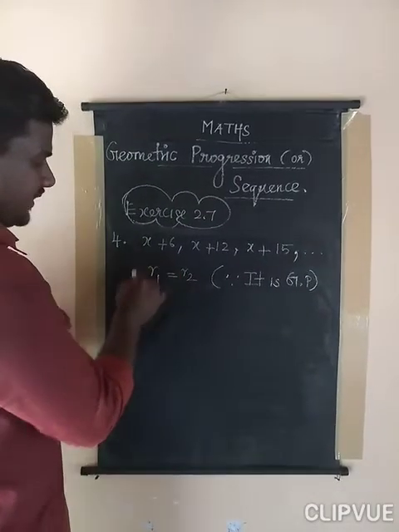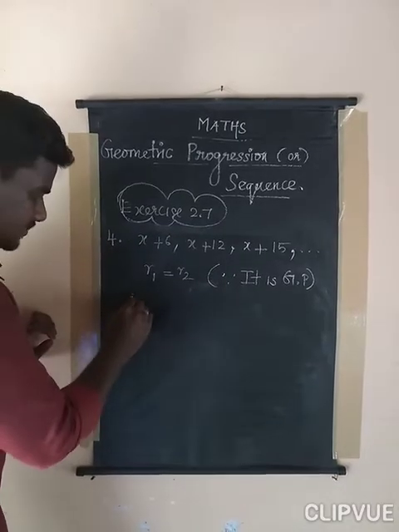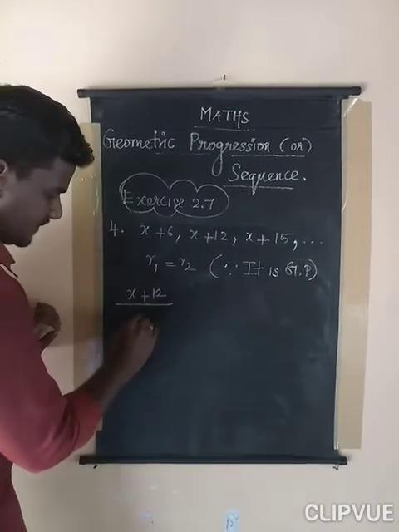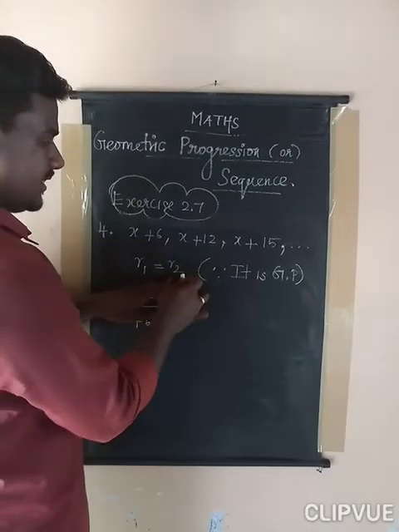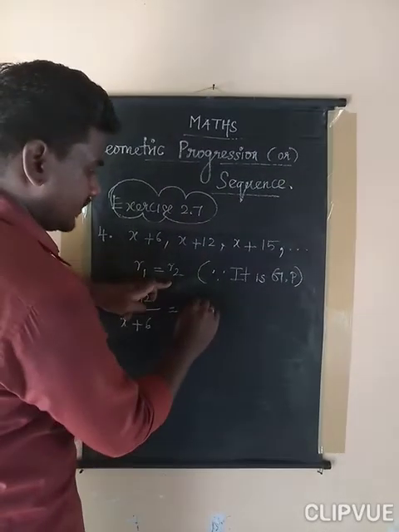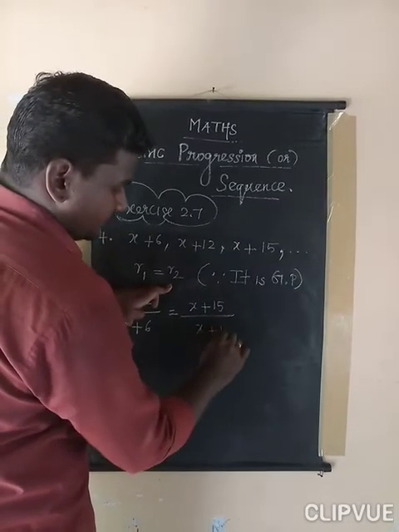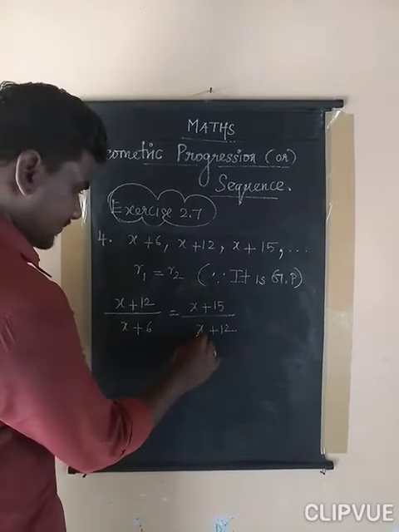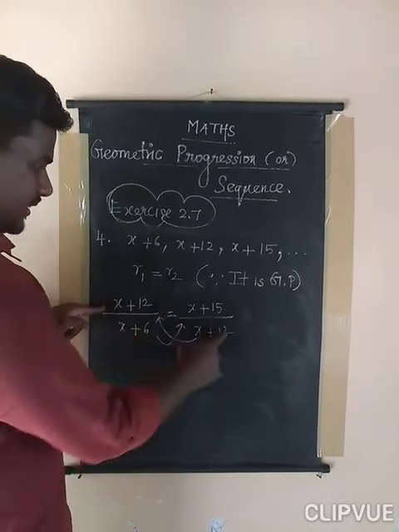So now, how to find R1? This is the ratio between second term and the first term. So x plus 12 whole divided by the first term, that is x plus 6, which is equal to R2, that is ratio between third term and the second term. Third term is x plus 15 by x plus 12. If you simplify, you can get the result. So better we do cross multiplication method.